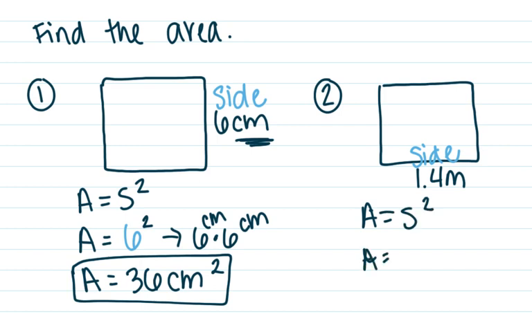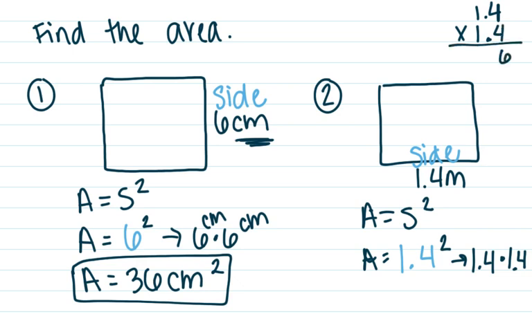So area is going to equal S to the second power. Area is going to equal that side, 1.4, to the second power, which means that we're doing 1.4 times 1.4. So we are multiplying those 2 decimals together. I do not know what that is off the top of my head, so I'm going to do some scratch work up here at the top of the screen. Multiply that out. That's 5, 6, 0, 4, 1.